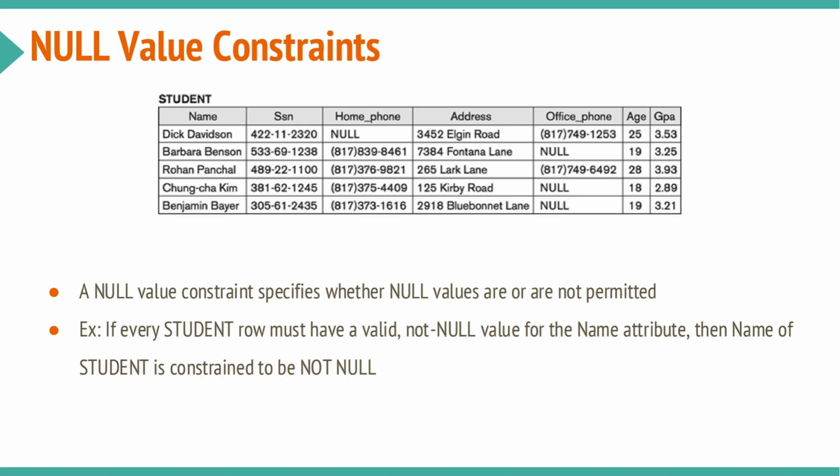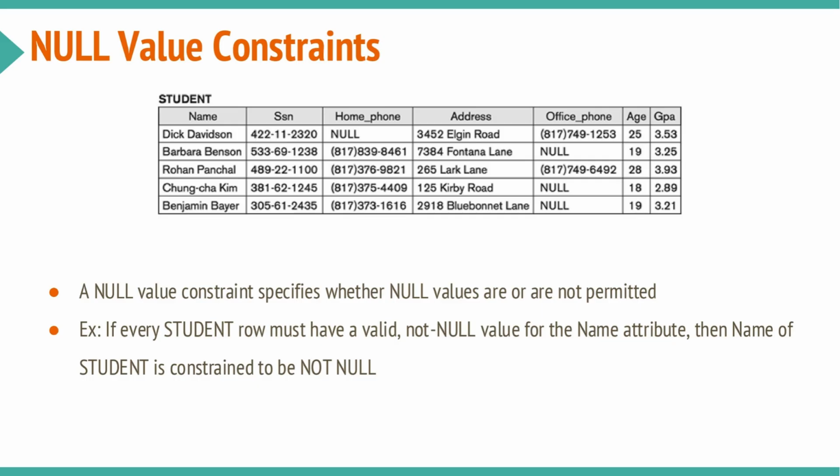We talked about null values. Sometimes we want to make a rule about them. We can set a constraint called not null. For example, for every student, we must have their name and their student ID. It makes no sense to have a student with no name. So when we design the table, we tell the database that the name attribute and the SSN attribute are not null. If someone tries to add a new student but leaves the name empty, null, the database will reject it. It will say, sorry, you're breaking the not null rule.